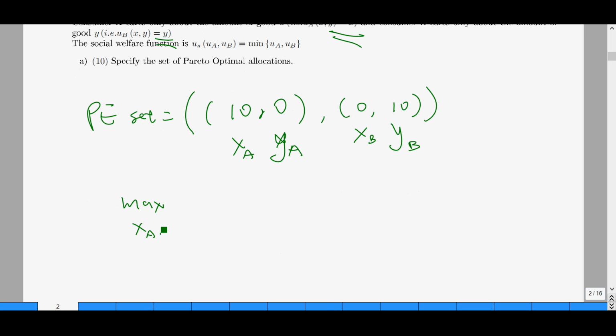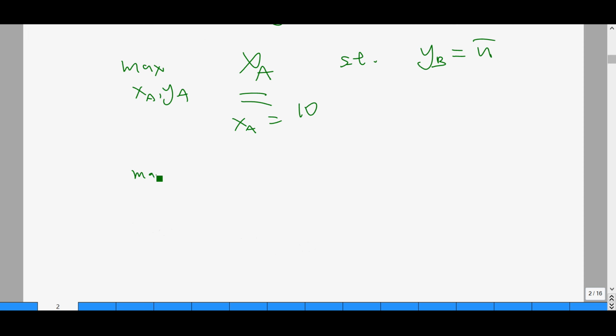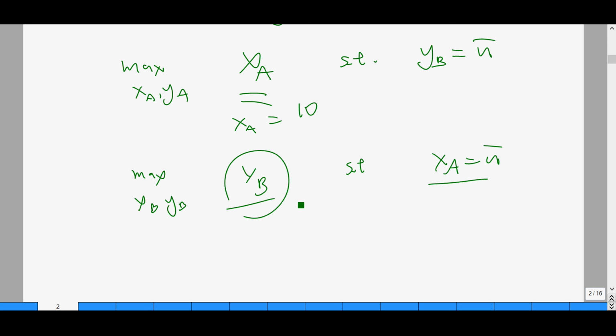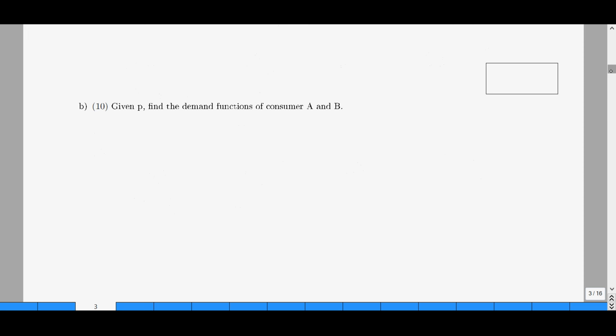So if you want to write it, it's maximizing this such that we had the other guy equal to U. So obviously you just choose 10, right? And then similarly you can write down for the other one, xb, yb, such that xa is equal to U. So this does not affect this. So as large as possible, so 10. Done. So very easy.